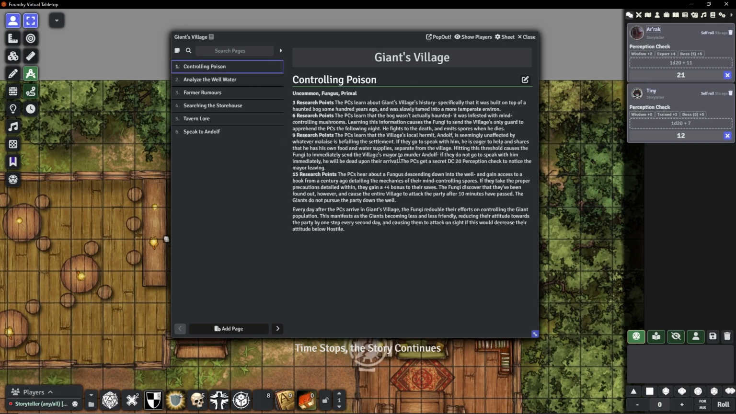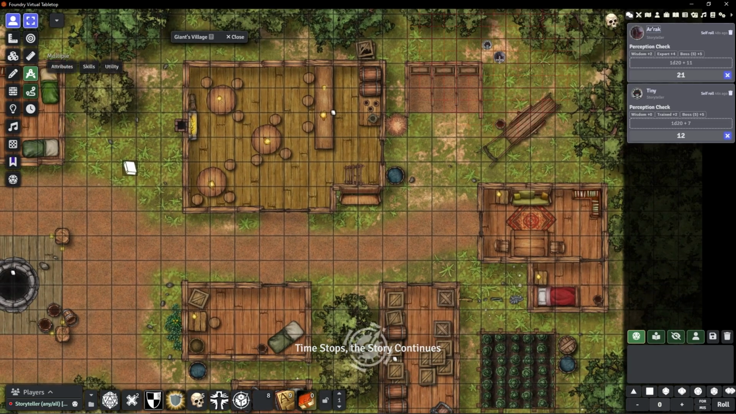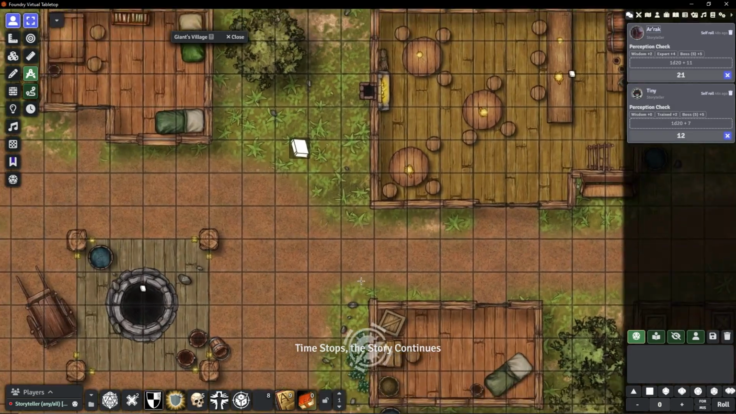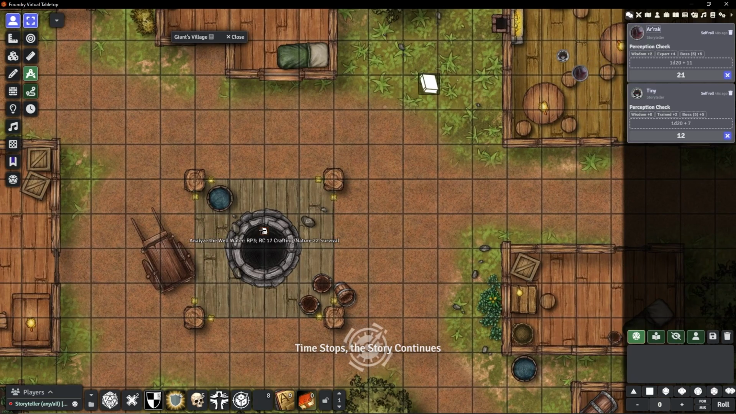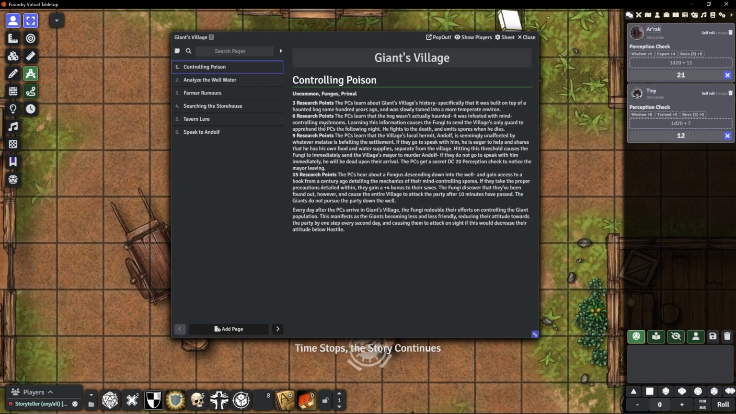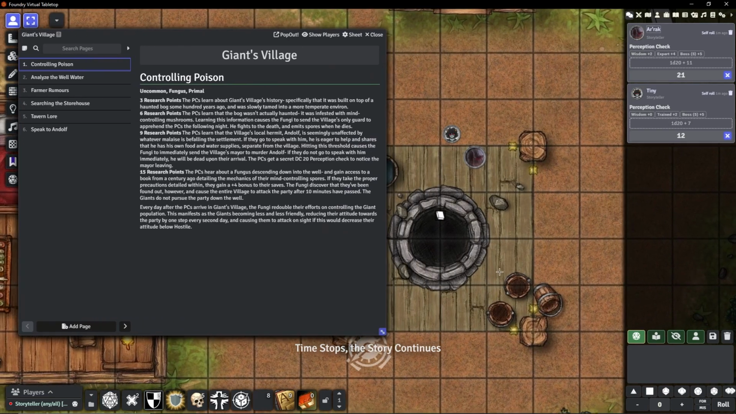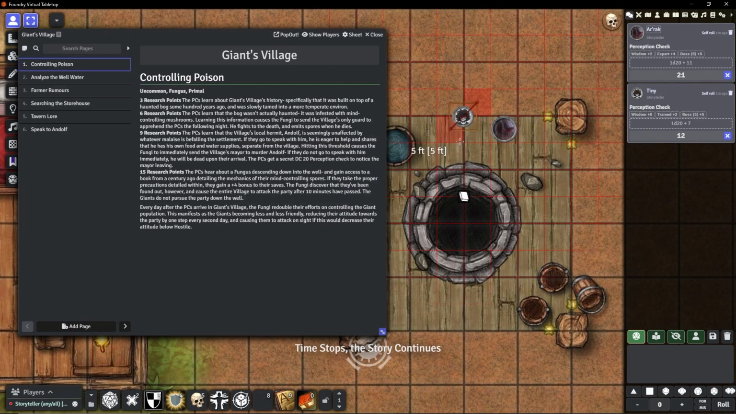He tells them that he doesn't know exactly what the malaise is, but they're able to narrow down that the only major differences between him and the rest of the giants in the village is that he maintains his own food and water stockpiles. At this point, the party might be interested in testing the water, and I would describe to them that this option is unlocked for them, analyzing the well water. They're going to choose to do so, attempting to kind of lock down exactly what's going on.